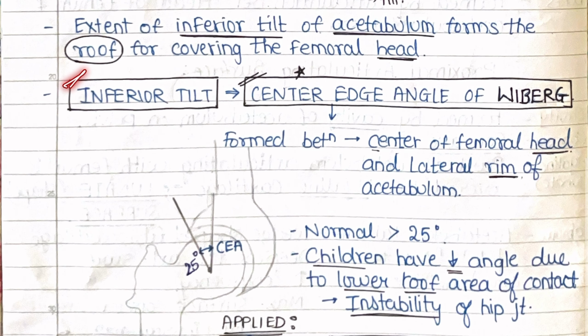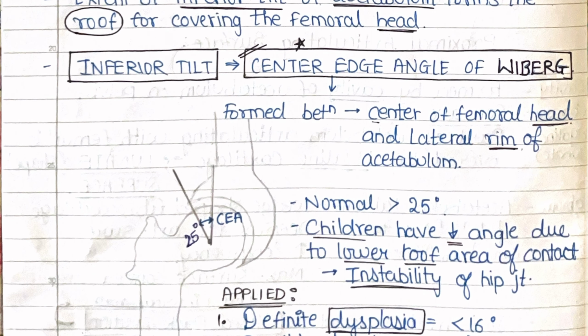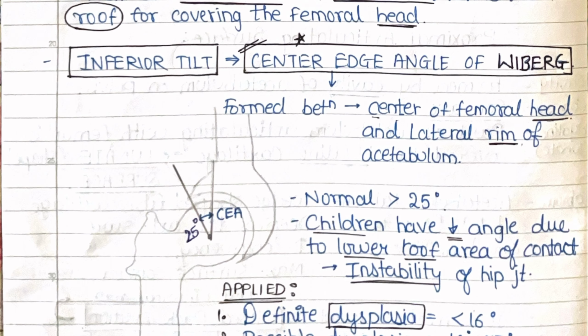Then comes the inferior tilt. So for inferior tilt, the center edge angle of Wiberg, or Weiberg, anything you say. I say Wiberg. So the center edge angle of Wiberg. They ask you in 7 marker questions as well as in 15 marker questions regarding this.